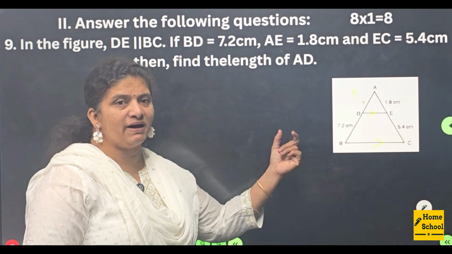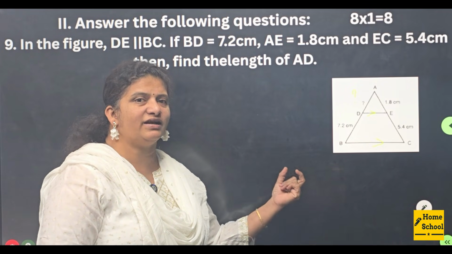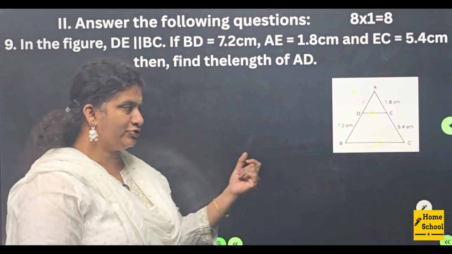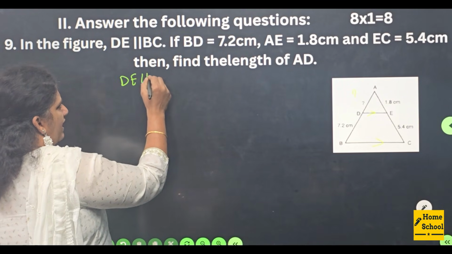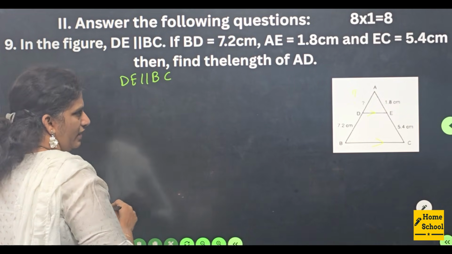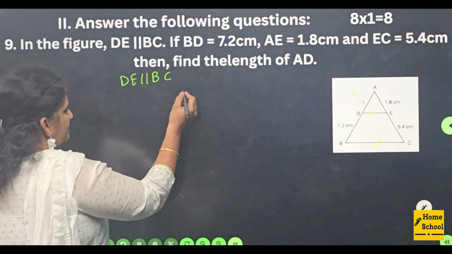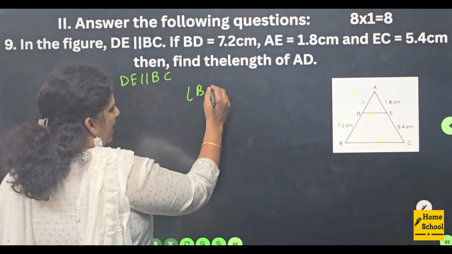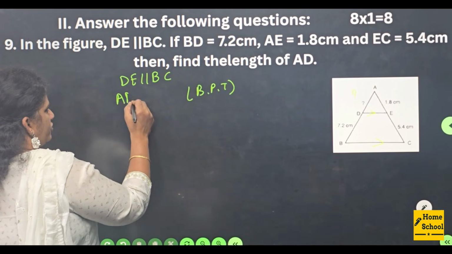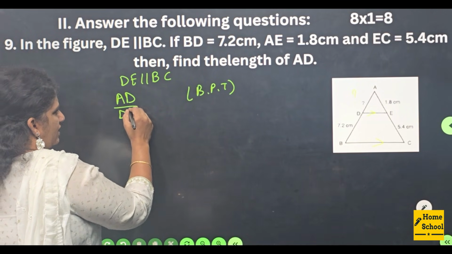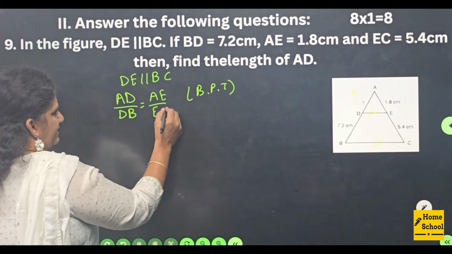If a line is parallel to one side of a triangle, then the sides are divided in the same ratio. Given DE parallel to BC. In triangle ABC, DE is parallel to BC. By the basic proportionality theorem, what are the ratios? AD by DB is equal to AE by EC.